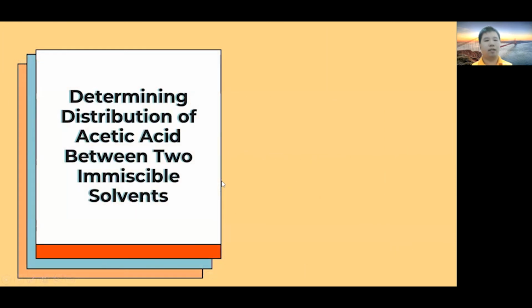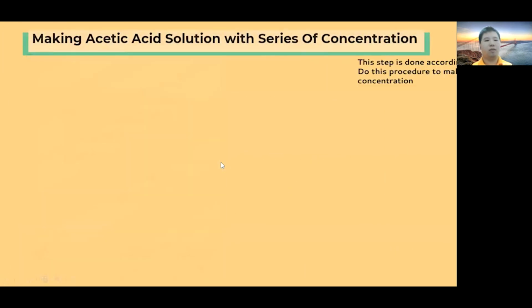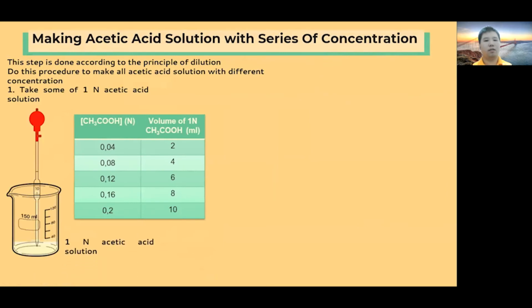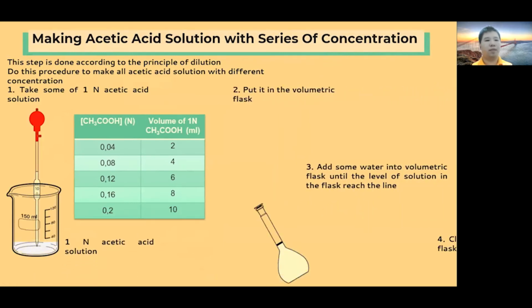Next is determining the distribution of acetic acid between two immiscible solvents. First, we make a series of acetic acid concentrations by taking some 1 normal acetic acid and putting it in a volumetric flask. Then add some water until it reaches the line, using the dilution principle to minimize the error in the viewing process, and shake it.